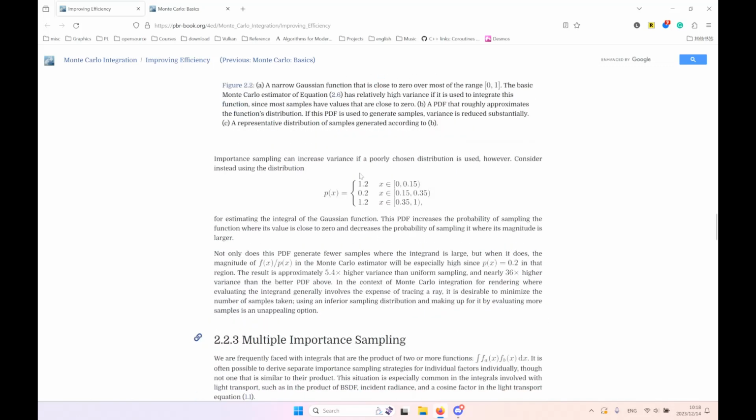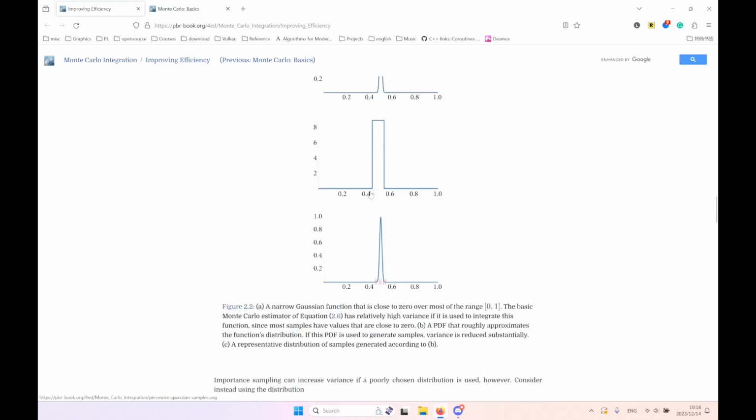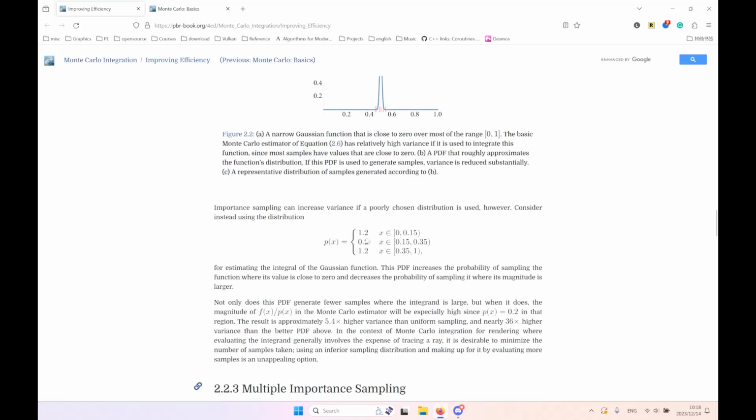Yeah, of course, if we have some bad distribution to use, for example, this is the opposite of the above one, basically. Then we have even larger variance than just sampling from a uniform distribution. So if we sample from this, it's like 5.4 times higher variance than the uniform and 36x higher than the better PDF.